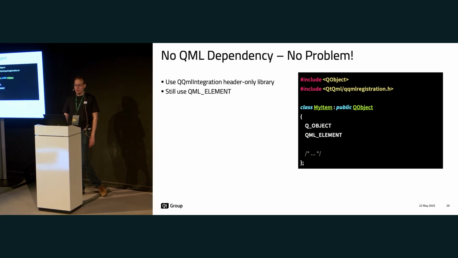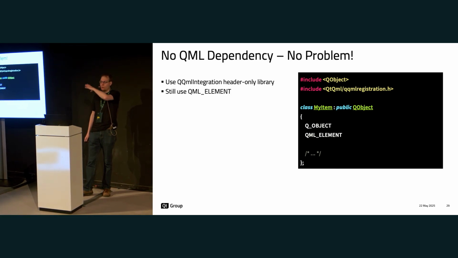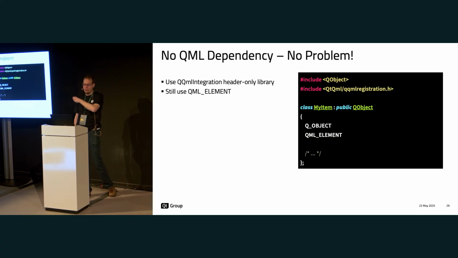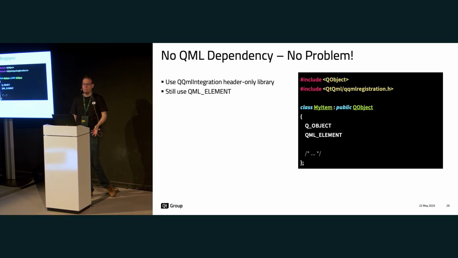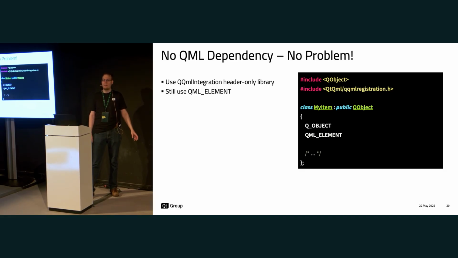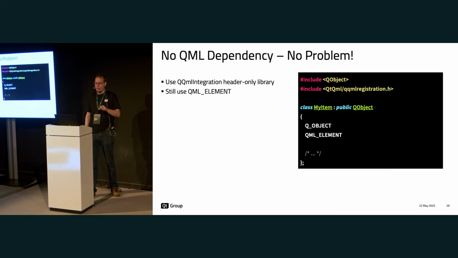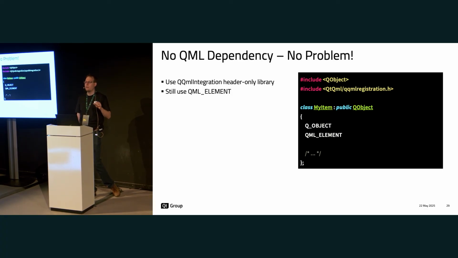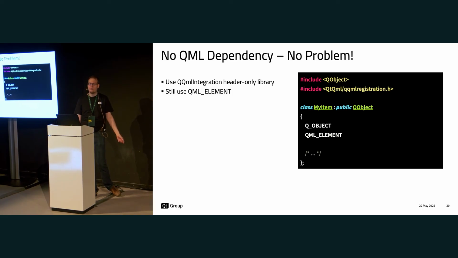So before, we had our object and it uses type registration, so we need to use QML to get the QML registration header so that the macro is known. Now we do a slight change. Instead of using QML, we are using QML integration. Nothing else changes here, but QML integration is a header-only library, which is also part of Qt Declarative.